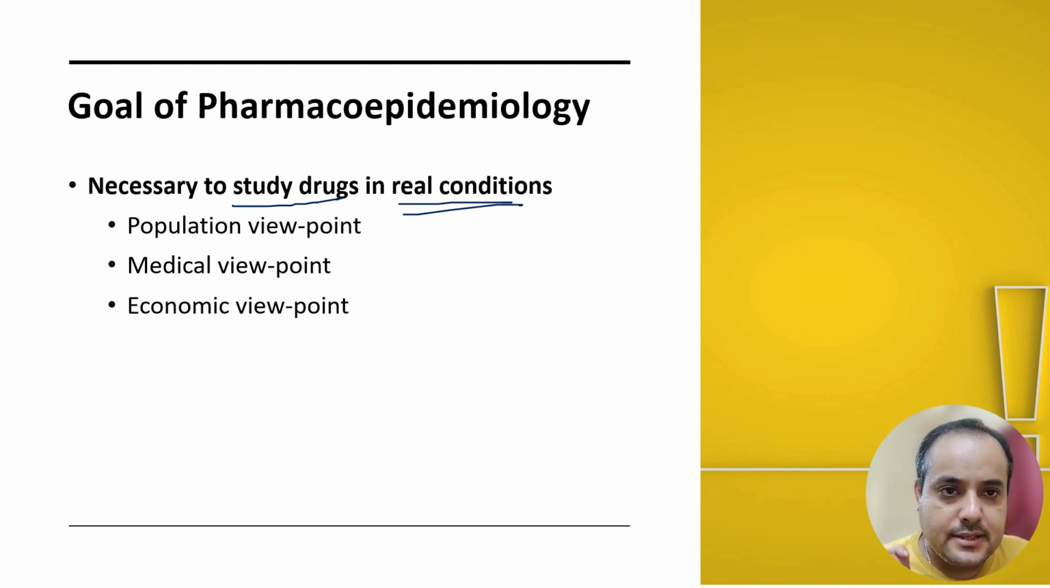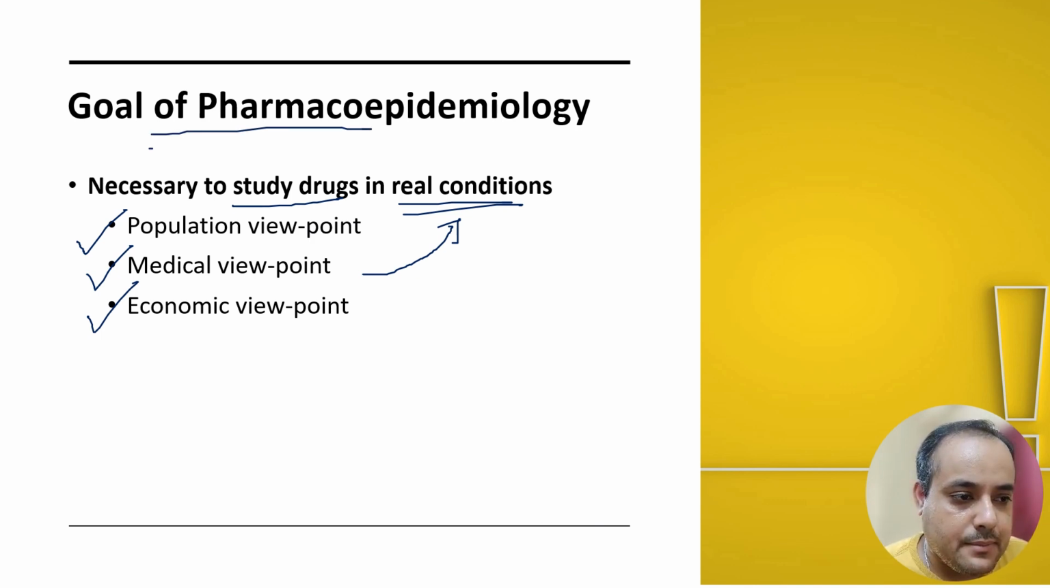And this study of the drug in real life situations is basically from three viewpoints. The first viewpoint is the viewpoint of the population. The second viewpoint is the medical viewpoint. And the third viewpoint is the economic viewpoint. So the study of the drugs in relation to population viewpoint, medical viewpoint and economic viewpoint in real life conditions is the goal of pharmacoepidemiology.